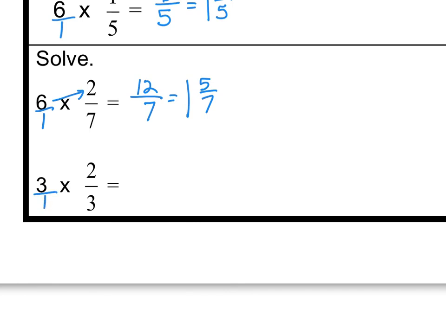Right, the bottom one. 3 times 2/3. 3 times 2 is 6. 1 times 3 is 3. But look at this. How many 3/3 could we pull out? We could pull out 2 of them, couldn't we? Because this actually means 6 divided by 3 equals blank, and we know that's 2. So the answer is 2 wholes.